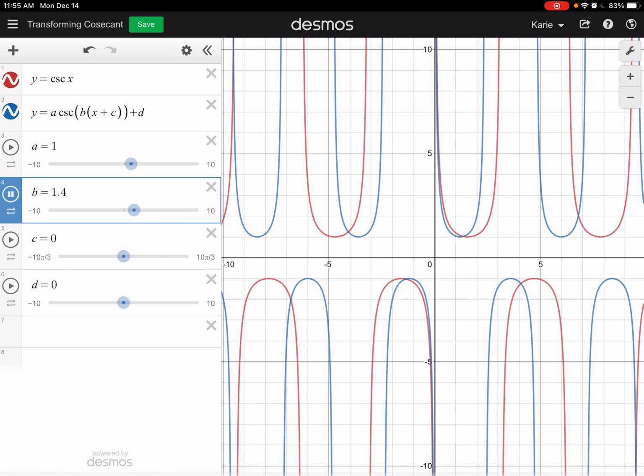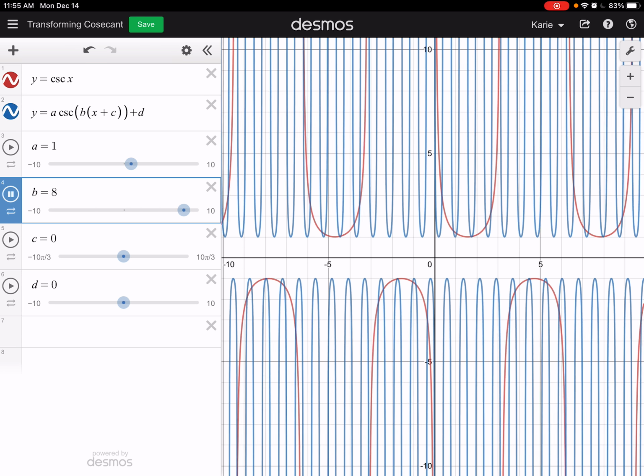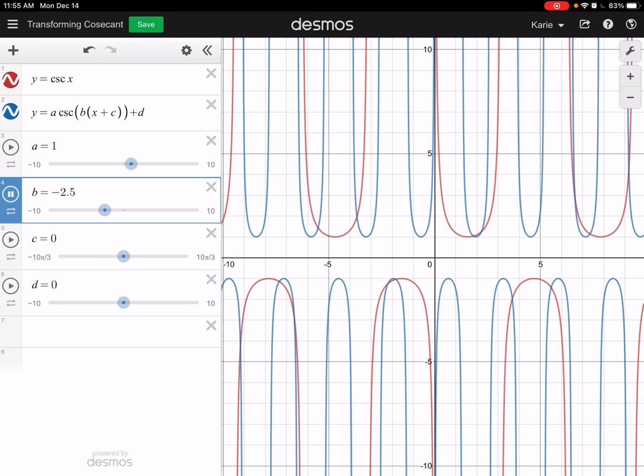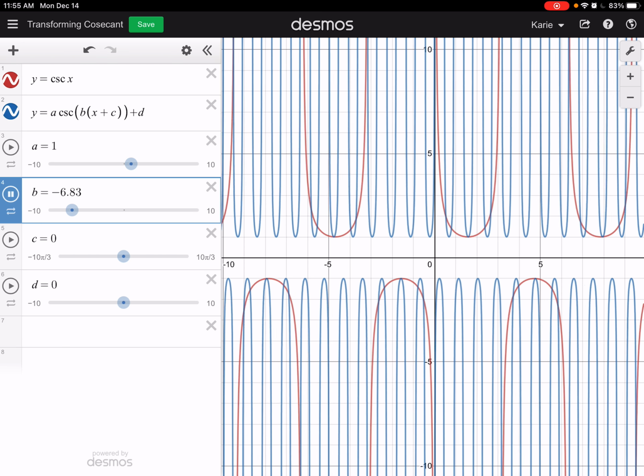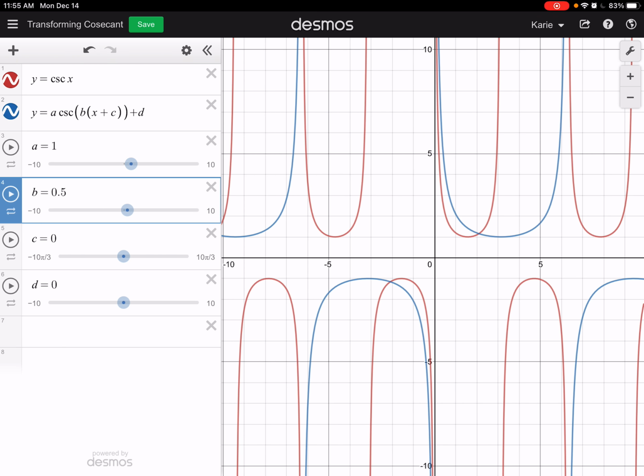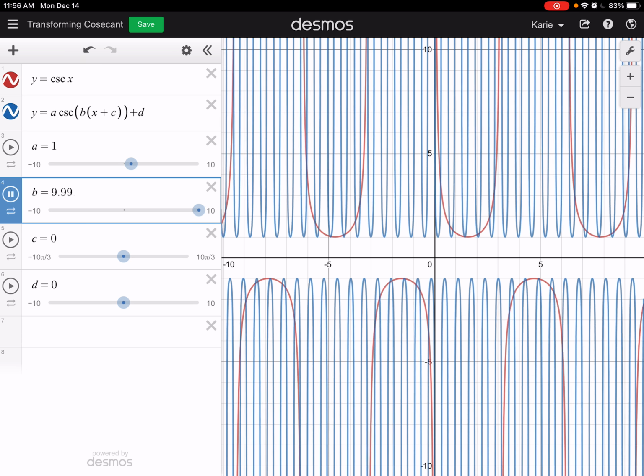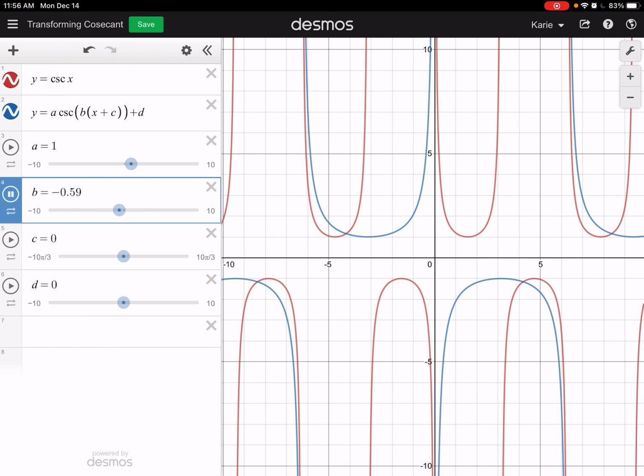Okay, then, once again, B changes our period. Notice, I don't know if you can tell this, but it's not affecting the center asymptote here at 0. So it didn't change that. Everything's kind of getting pulled and stretched away from the y-axis.